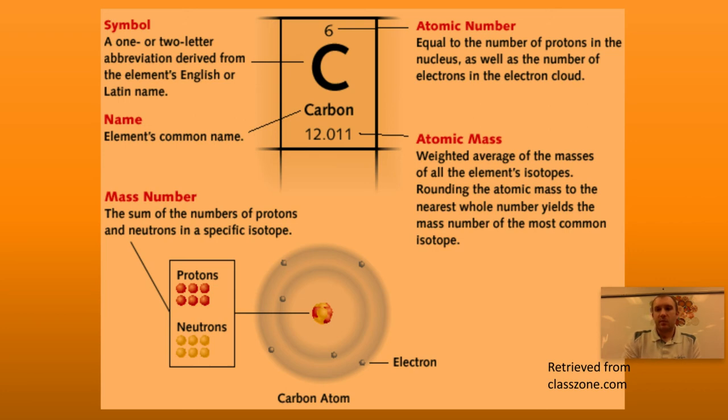And that's where that decimal place comes from, because it can exist with different numbers of neutrons, but it cannot exist with different numbers of protons. And we always round the atomic mass to find the most common mass number. Mass number is just the sum of neutrons and protons in the nucleus.